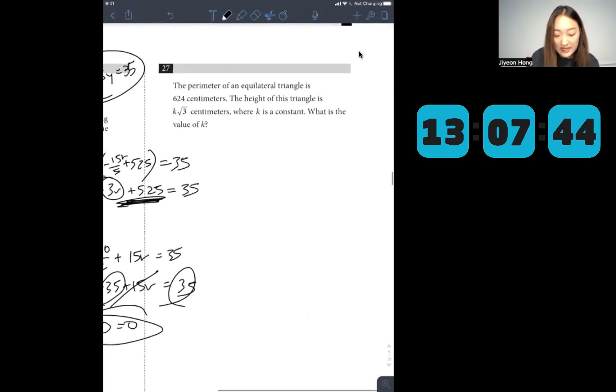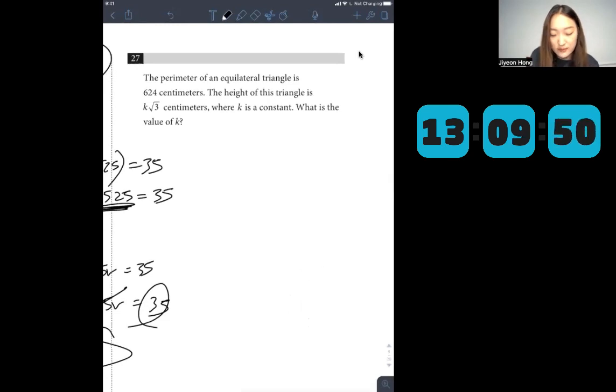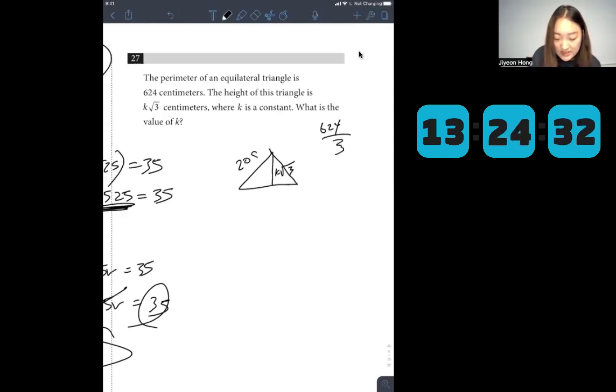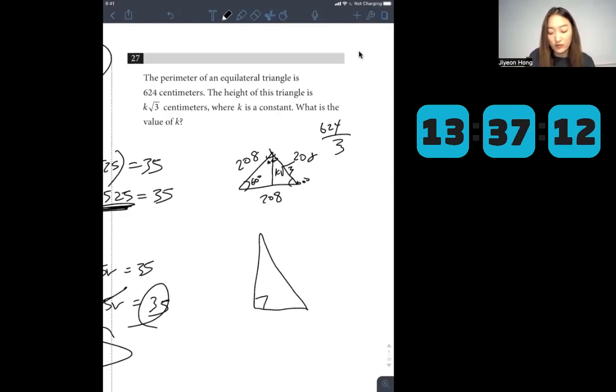All right, our last question in this module is number 27. The perimeter of an equilateral triangle is 624. The height of this triangle is k square root 3. What is the value of k? So first of all, since it's an equilateral triangle, we can recognize that this divided by 3 is going to give us each side. Furthermore, we know each angle is 60 degrees since it's equilateral. And so when I break this down, I'm going to actually break down one side of this triangle to make sure it's in the right triangle.